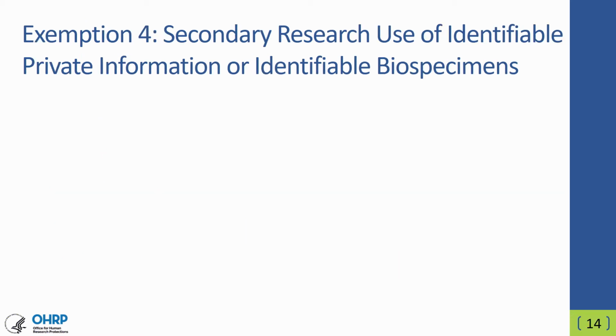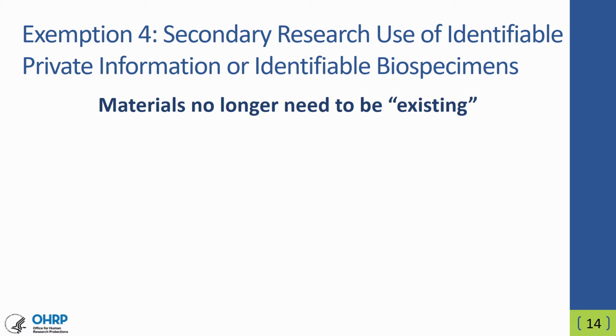First, exemption 4: secondary research use of identifiable private information or identifiable biospecimens under exemption 4. In the new revised Common Rule, the materials that we use, in other words, the private information and biospecimens, no longer have to all exist prior to the start of the research. Now, this is a new aspect to this exemption compared to what we know of in the pre-2018 rule. Under the pre-2018 rule, all the materials have to be already in existence at the time when the investigator began the research. Under the revised Common Rule, this requirement is removed. So the materials do not all need to be already in existence prior to the start of the research.